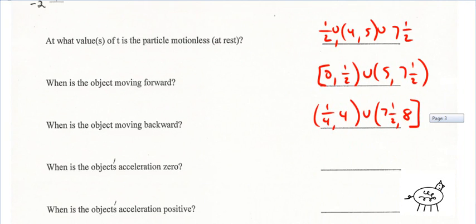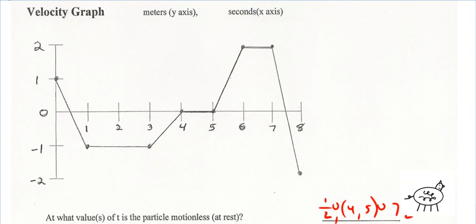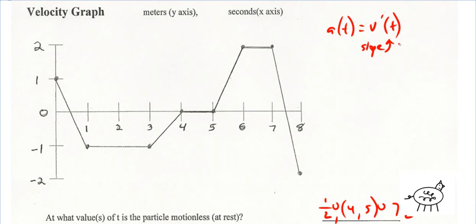All right, so let's go on to the next one here. When is the object's acceleration 0? So let's think about that. When is the object's acceleration 0? What is acceleration? Isn't acceleration a of t equal the first derivative of velocity? So remember, that means acceleration is the slope of the velocity graph. So let's look at the velocity graph, and it says when the acceleration is 0, that's when the slope is what?